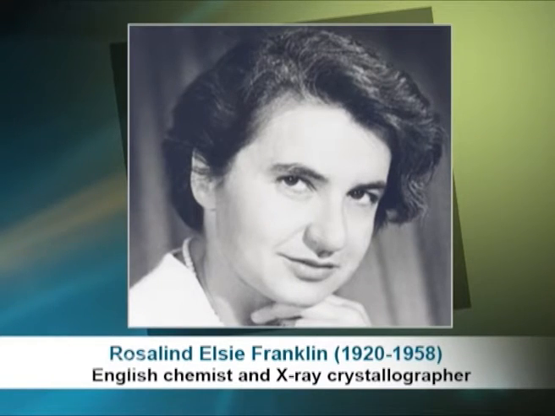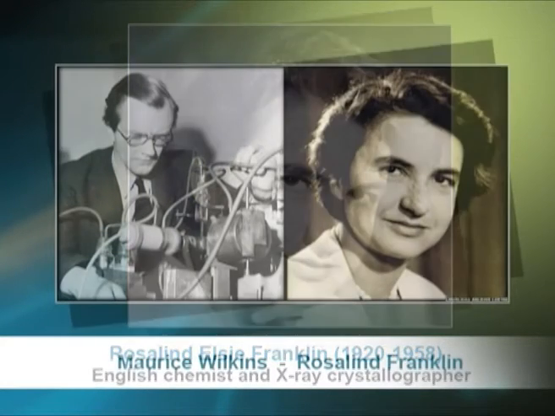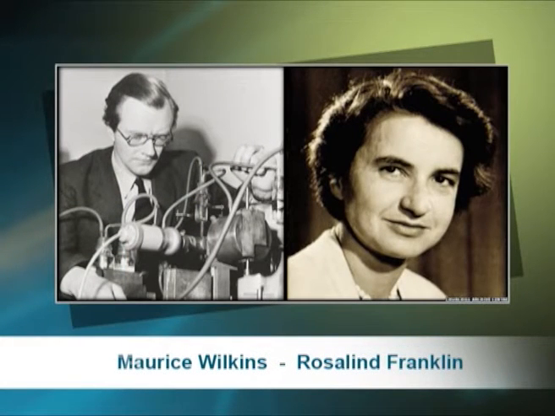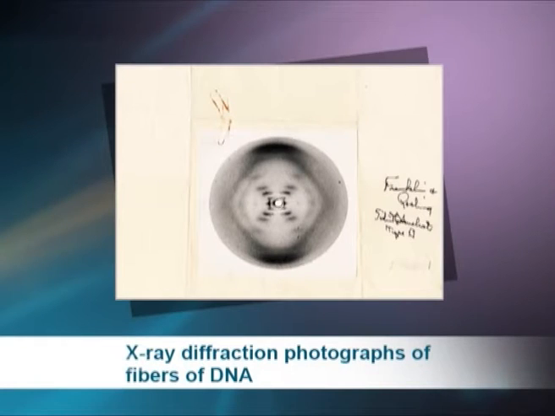Wilkins' colleague Rosalind Franklin, who died of cancer at the age of 37, could not be honored because the Nobel Prize can be awarded only to the living. They discovered that DNA consists of two long chains that form a double-stranded helix. Maurice Wilkins and Rosalind Franklin also contributed to this discovery with X-ray diffraction photographs of fibers of DNA. The characteristics of these diffraction patterns indicated that DNA was formed of two chains that wound in a regular helical structure.